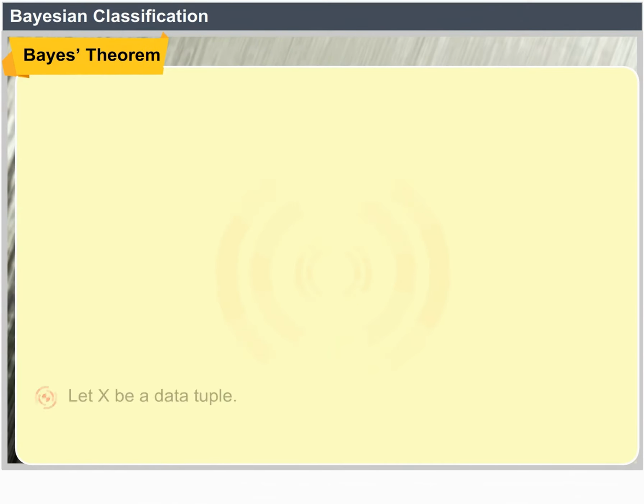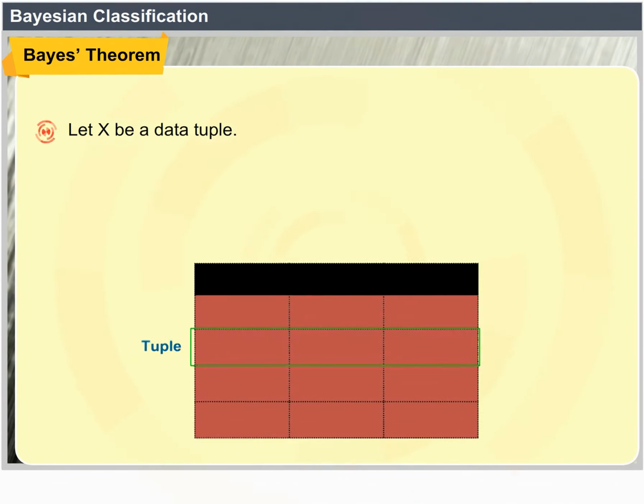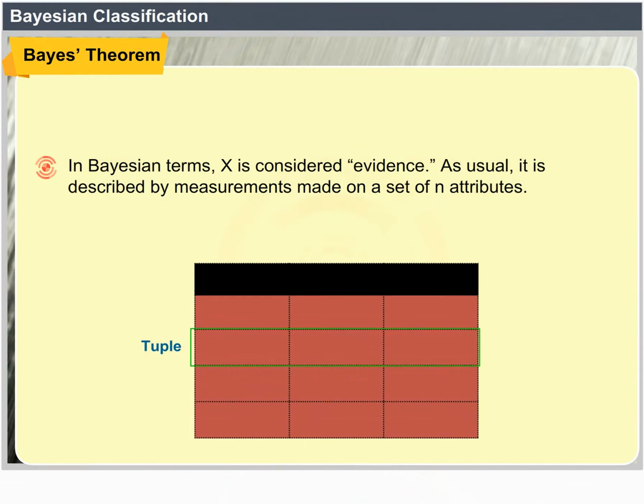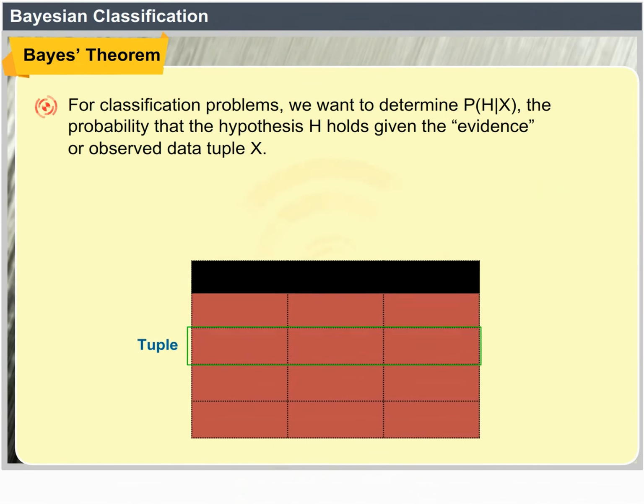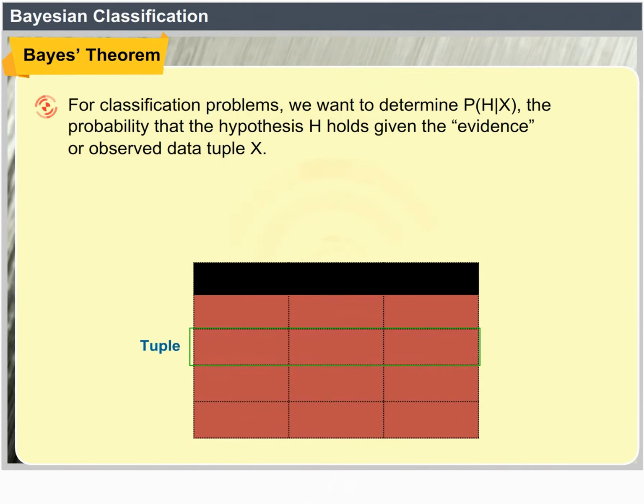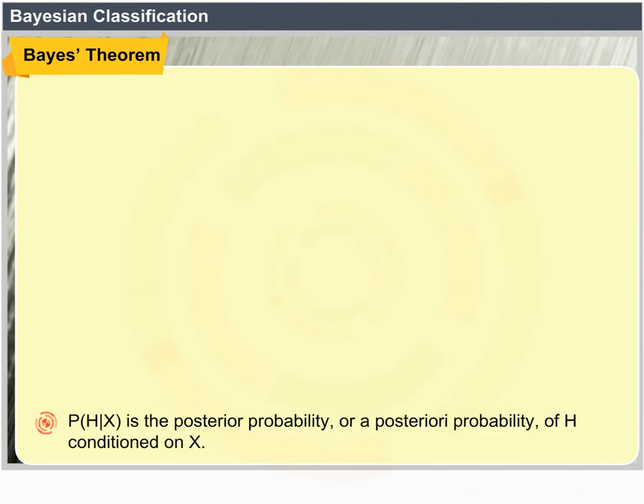Bayes' theorem. Let X be a data tuple. In Bayesian terms, X is considered evidence. As usual, it is described by measurements made on a set of n attributes. Let H be some hypothesis such that the data tuple X belongs to a specified class C. For classification problems, we want to determine P(H|X), the probability that the hypothesis H holds given the evidence or observed data tuple X.